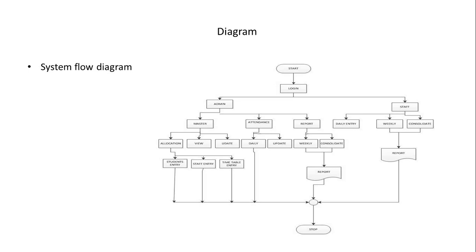Diagram. Here is the system flow diagram. In my project, the system flow diagram runs like this. Here we can see a start and login page, and there are two users, admin and staff. Admin has three portions: master, attendance, and report. Attendance has three parts: daily entry, weekly and consolidated. Admin can access all the data in this project, and staff can also access all the data by permission of admin.